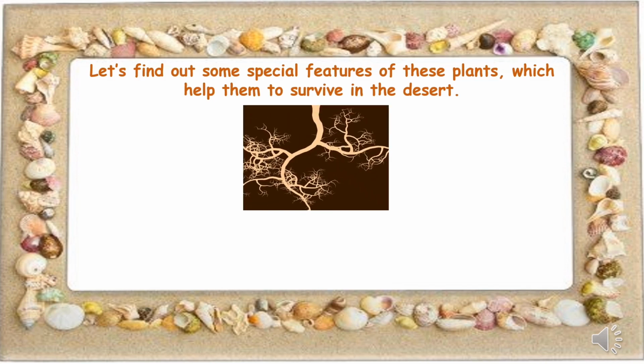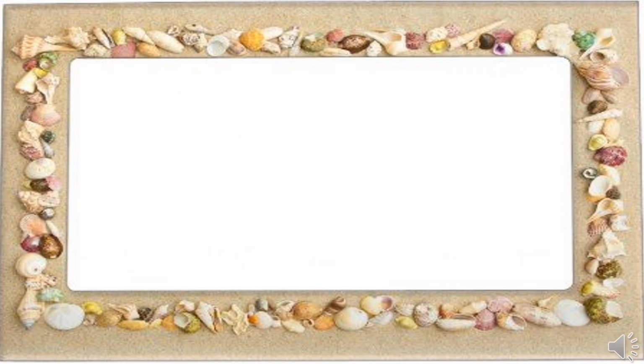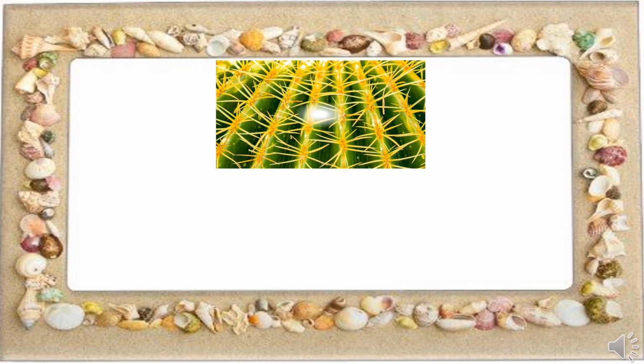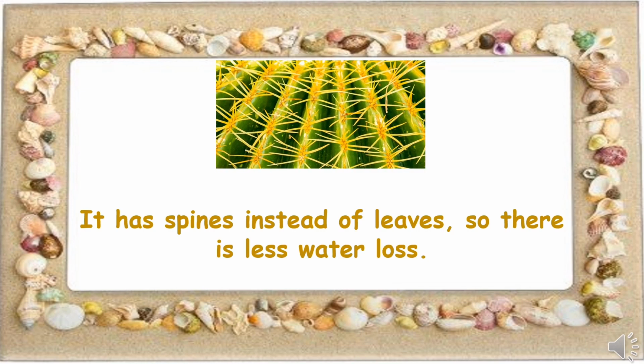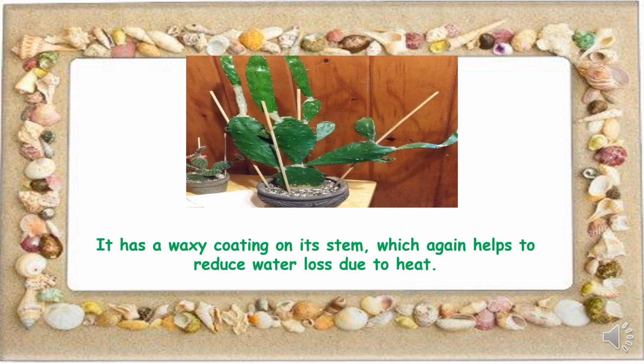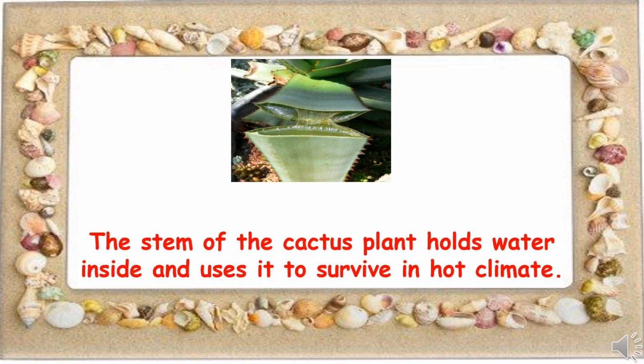The trees and plants in the desert have long roots that grow deep inside the soil in search of water to survive. It has spines instead of leaves, so there is less water loss. It has a waxy coating on its stem, which again helps to reduce water loss due to heat. The stem of the cactus plant holds water inside and uses it to survive in hot climate.